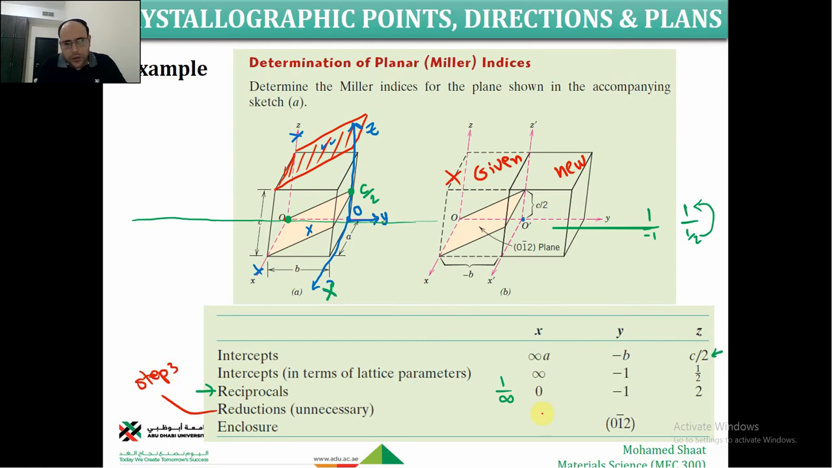So this step number 3 is not necessary. It is unnecessary in this example. Why? Because all of them, the 0, -1, and 2, these are the smallest set of integers. All of them are integers, and one of them is 1. There is no smaller than 1 in terms of integer values, right? It means that there is no reduction that can be done over these 3 indices.